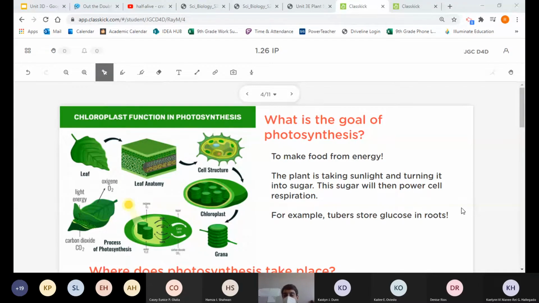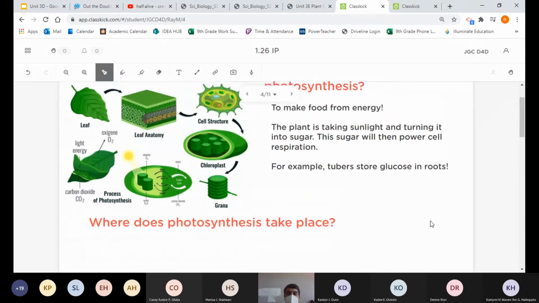That's how we have fat. The fat is there so that if we miss a meal, our body can break down some of that fat, turn it into energy, and then we can keep on living. So the plants are doing the exact same thing. They're taking the sugar that they made from the sun, storing it, and then they can get it later if they need it. Okay?